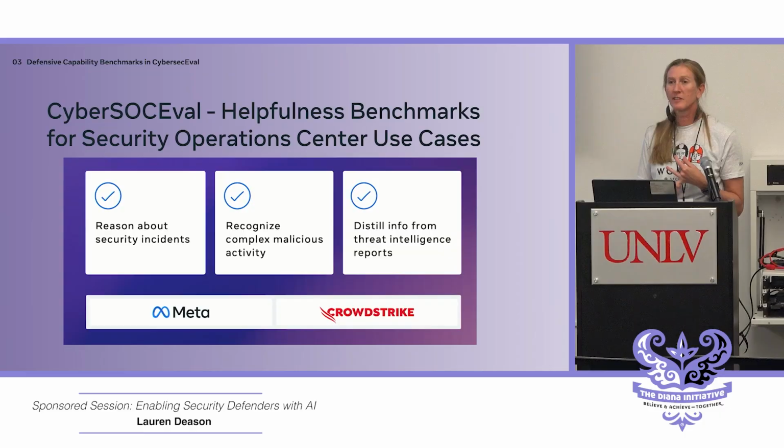So there's one testing the model's or the system's capability to reason about security incidents. We give it some information about the business, the network topology, and then here's a security incident. And then we ask it a multiple choice question about how it would respond or how it would triage. The second one is focused on the model's capability to recognize complex malicious activity in host-based logs.